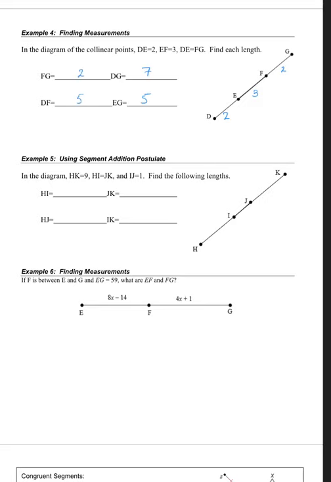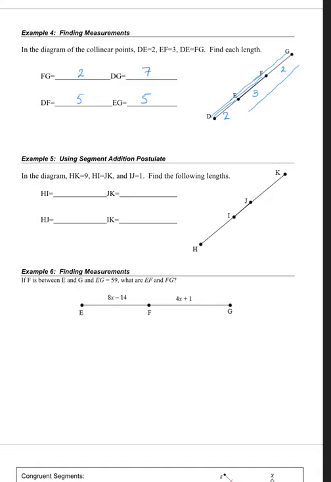All right, so we already knew that FG was 2. For DF, we have to go from D to F, so we have to do the 2 plus the 3, which is 5. DG is going to go from one end all the way to the other, so 2 plus 3 plus 2 is 7. And EG is just going to go from 3 to 2, so 3 plus 2 is 5. So that's how you would have gotten those 4 pieces, and hopefully you got those on your paper.